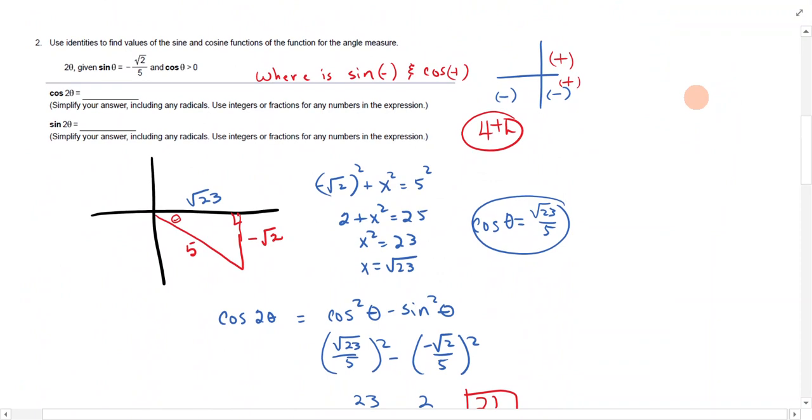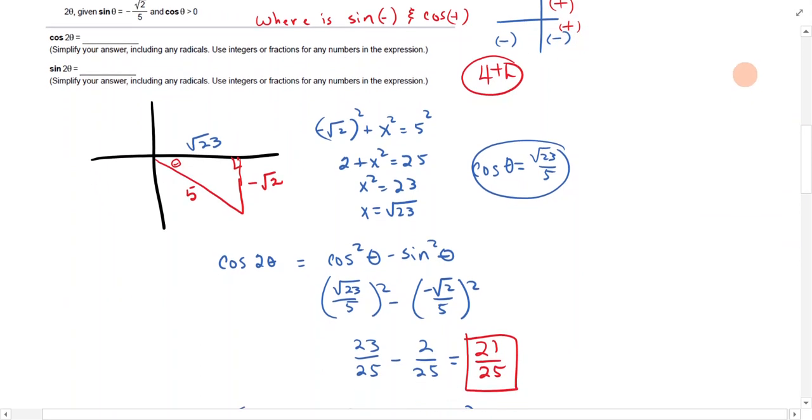All right. Find 2 theta given that sine theta is equal to negative square root of 2 over 5 and cosine is positive. So where is sine negative and cosine positive? Well, sine is positive here and here. Sine is negative here and here. Cosine's positive here and here. Where those overlap is quadrant 4.